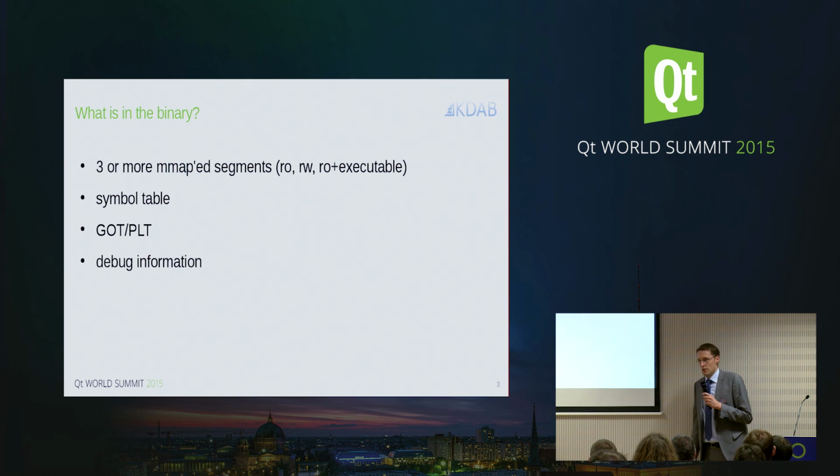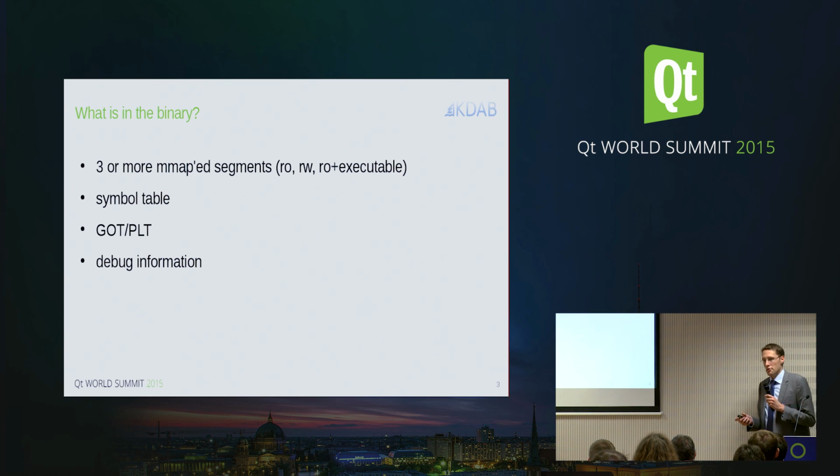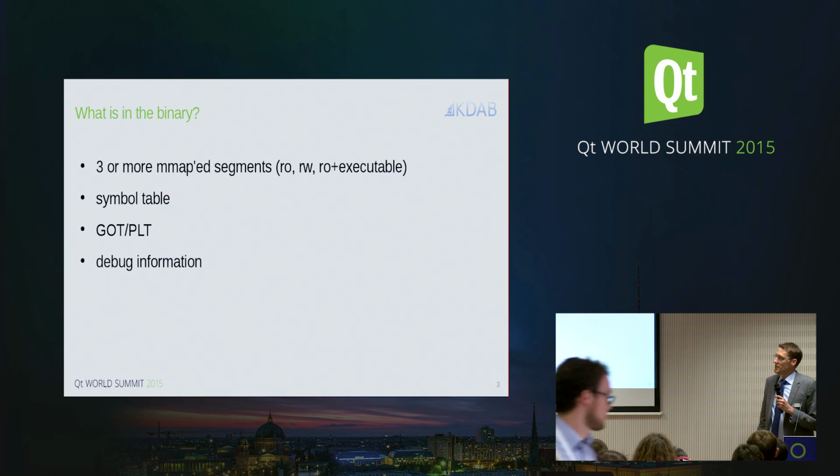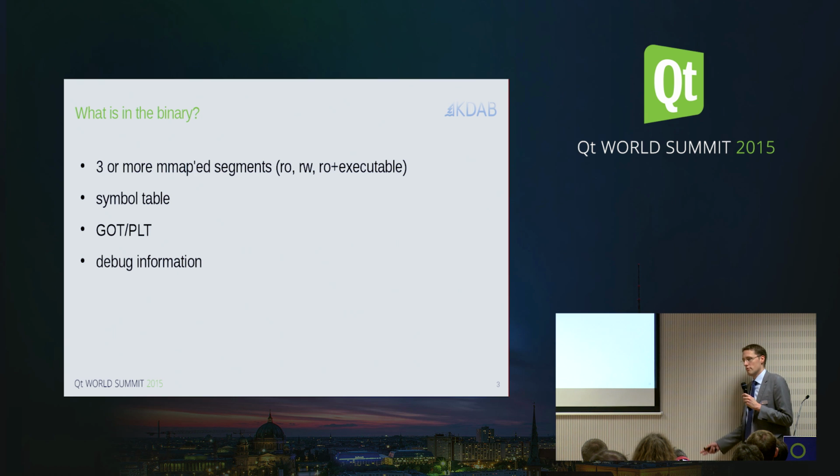Then you find in there the symbol table. So this is basically just a mapping from a textual representation, basically the function name you have in code, to a memory address. And then there's the global offset table and the procedure linkage table. That's basically an empty shell in the file that is filled at runtime, and that's necessary infrastructure to interact with code or data from a different library.